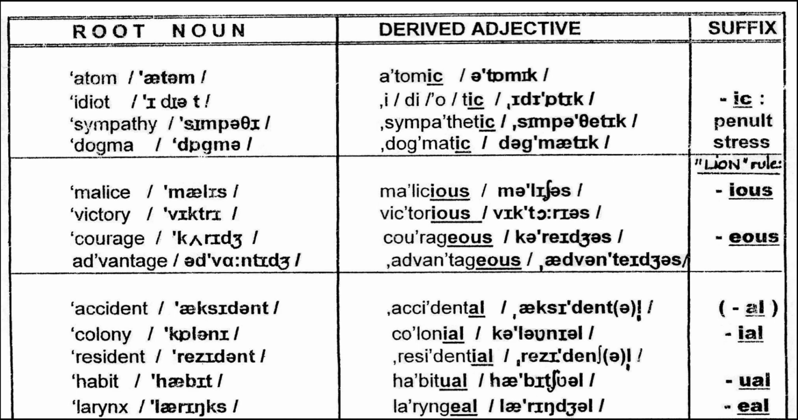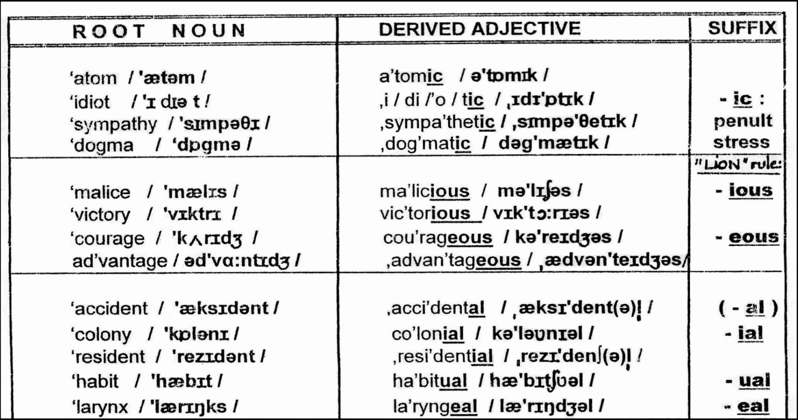The second word is victory. Victory, the noun, the root, becomes victorious. So we notice again a shift in the stress and a change in vowel quality. In victory, we have a dropped schwa. So normally it's victory, but it's a dropped schwa. So the te becomes to, and the short e in re becomes reus.